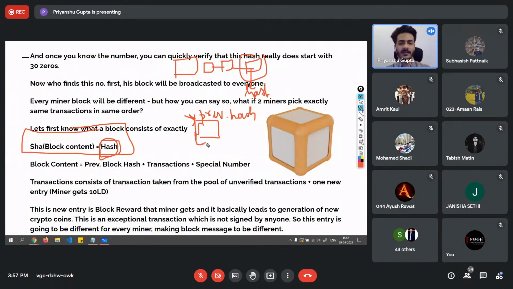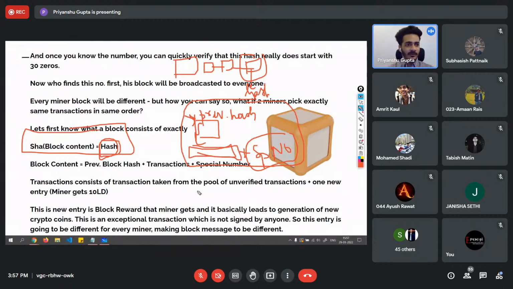All these transactions are there, and one more transaction that he will add to this block. Basically, for verifying these transactions, he gets the block reward. He's rewarded something, plus the special number that he will find for this block. So this block consists of the previous hash, transactions, one more transaction that I will talk about later on, and the special number. The transactions consist of transactions taken from the pool of unverified transactions plus one new entry.